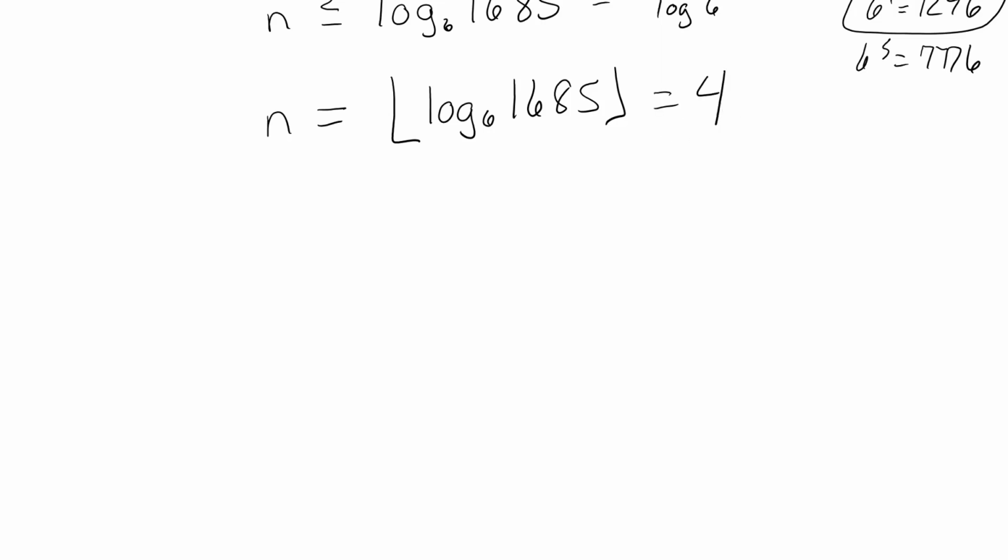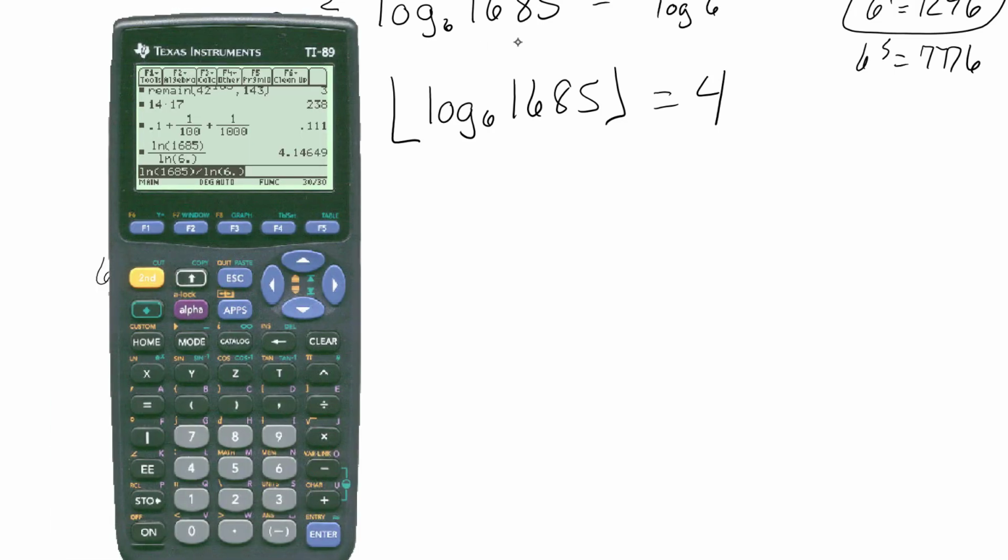All right, so I've got 1685 divided by 6 to the fourth. Now let's make the very grand assumption that I'm too lazy to do math right now.